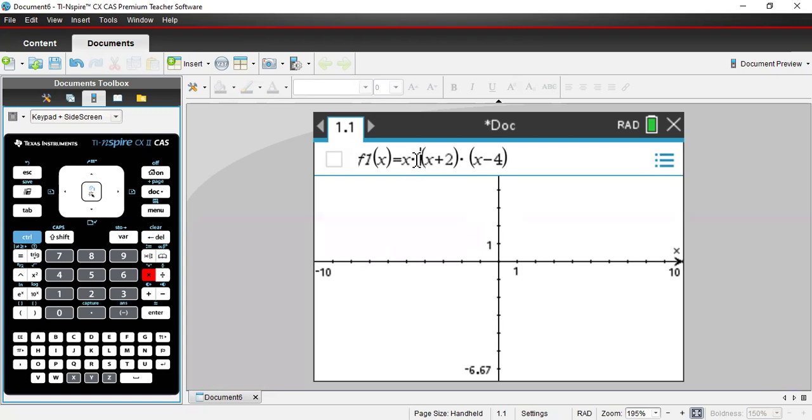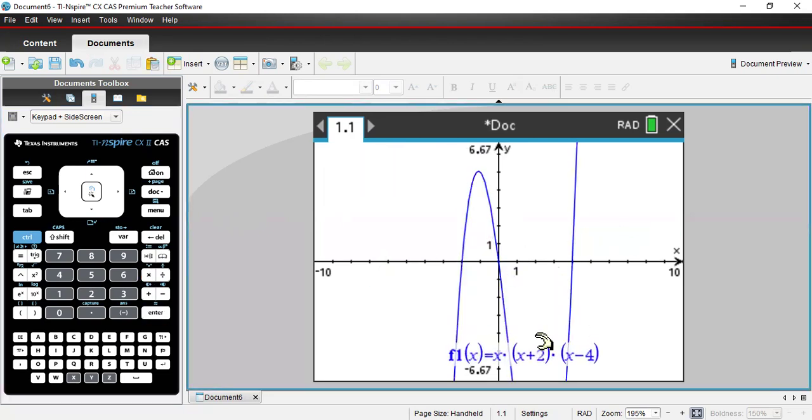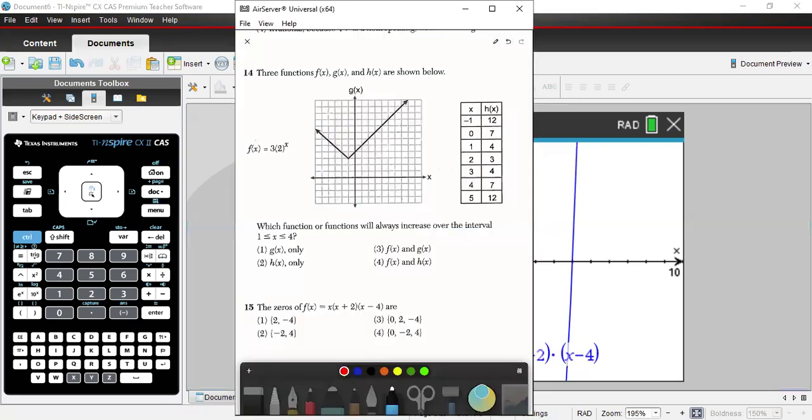So it will never hurt if you just say, oh, I have x and then I have parentheses, just go ahead and put a multiplication between them. That's it. And then once I do that, there's the graph. Now, as soon as I see the graph, I know that it has 3 zeros. So I can come over here and I can eliminate both of these because they only have 2. And then let's go find them.